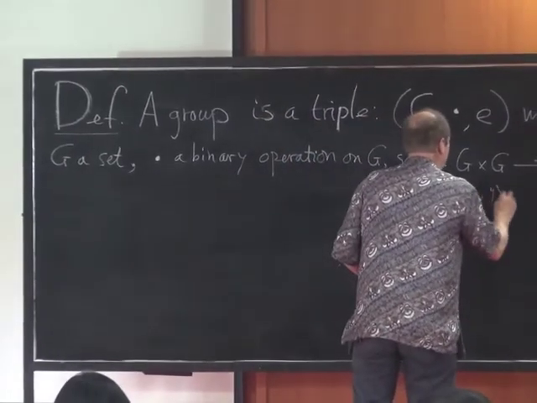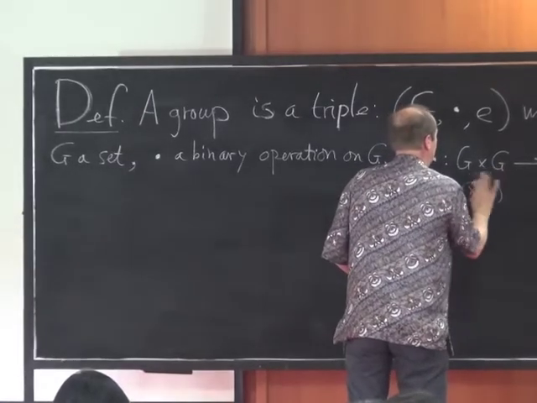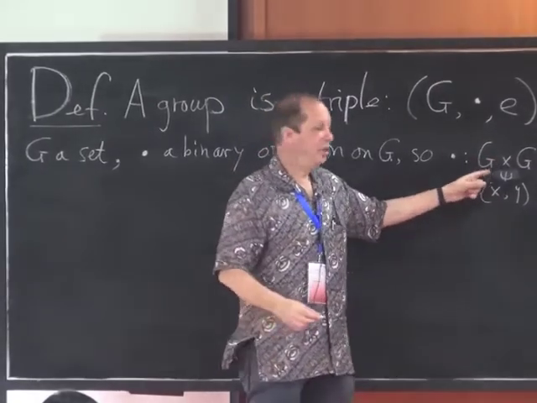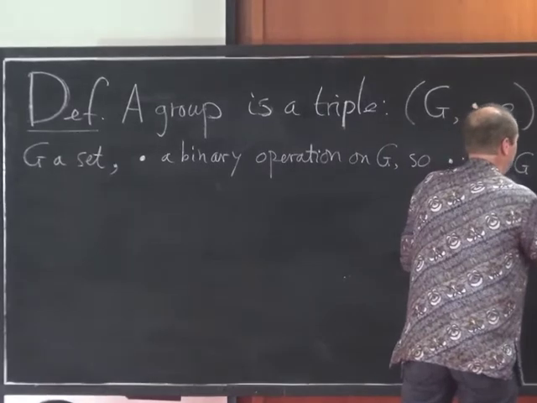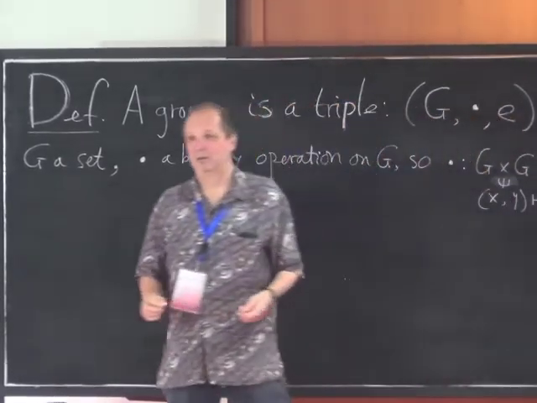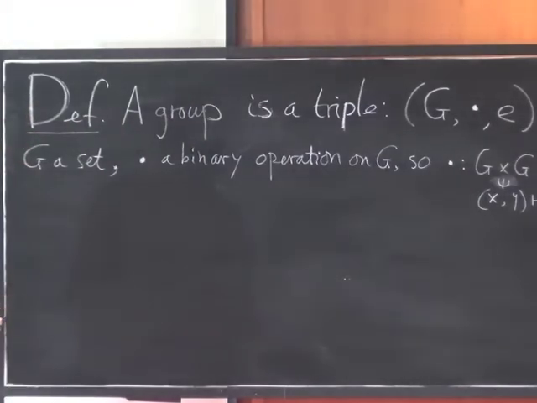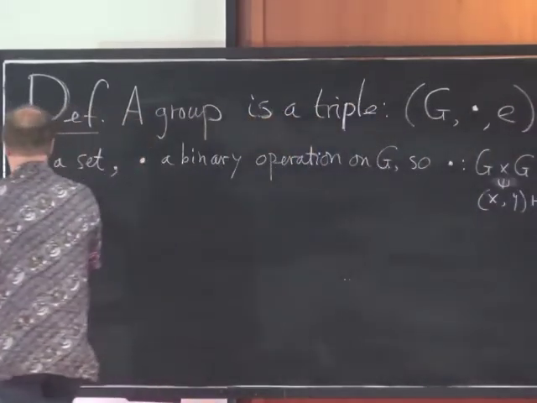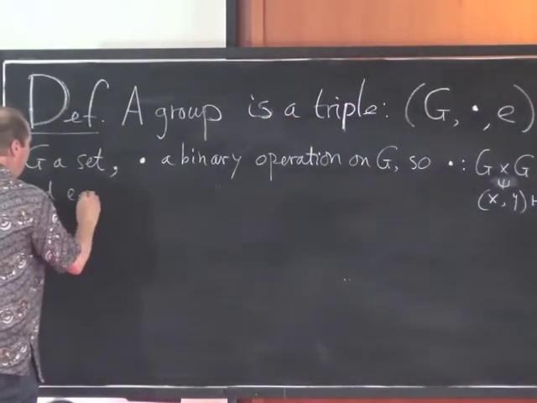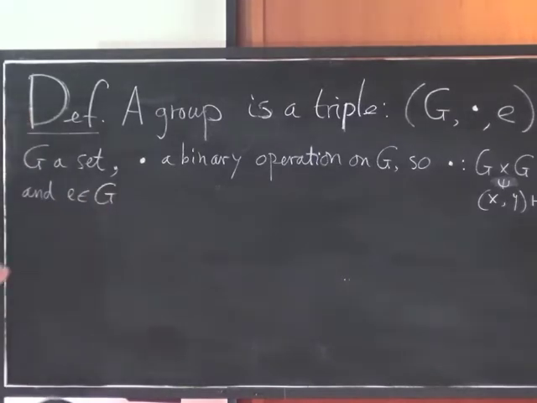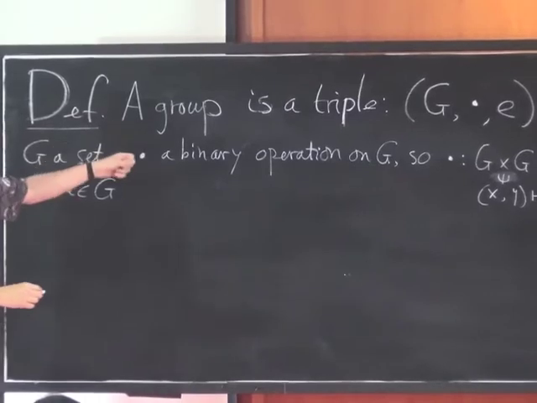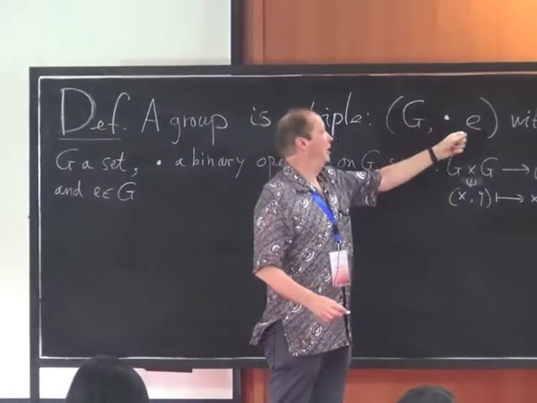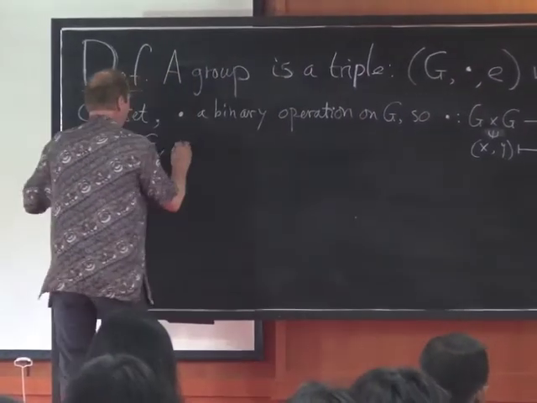If you have an element in this product, it has two coordinates, x and y are elements of G, and our notation for this map is that we denote the image like this. That is what this dot is, and E is an element of G, and this is called the unit element. So here are what these three objects are: a set, a binary operation on that set, and an element such that, and now come the group axioms.